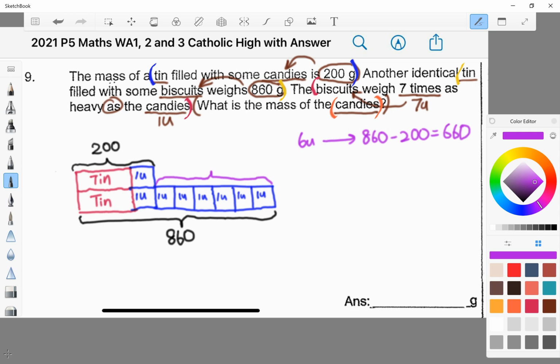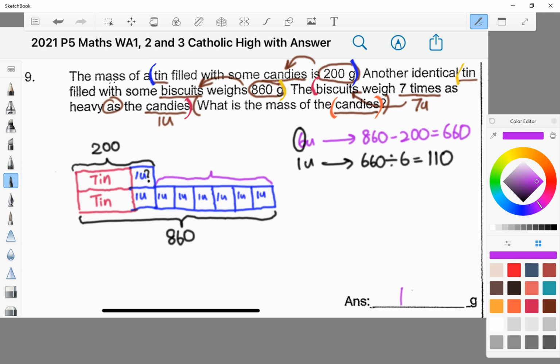If this question is in paper 2, please do not use mental sum. Just key into your calculator. And for this question itself, it'll be great if we can find out what is 1 unit. So if 6 units is 660, 1 unit will be 660 divided by 6. And that gets us to 110. So what does the question want from us? They want the mass of the candies. So have we found the answer? The answer is indeed a yes. We have found the mass of 1 unit, and it's none other than 110.